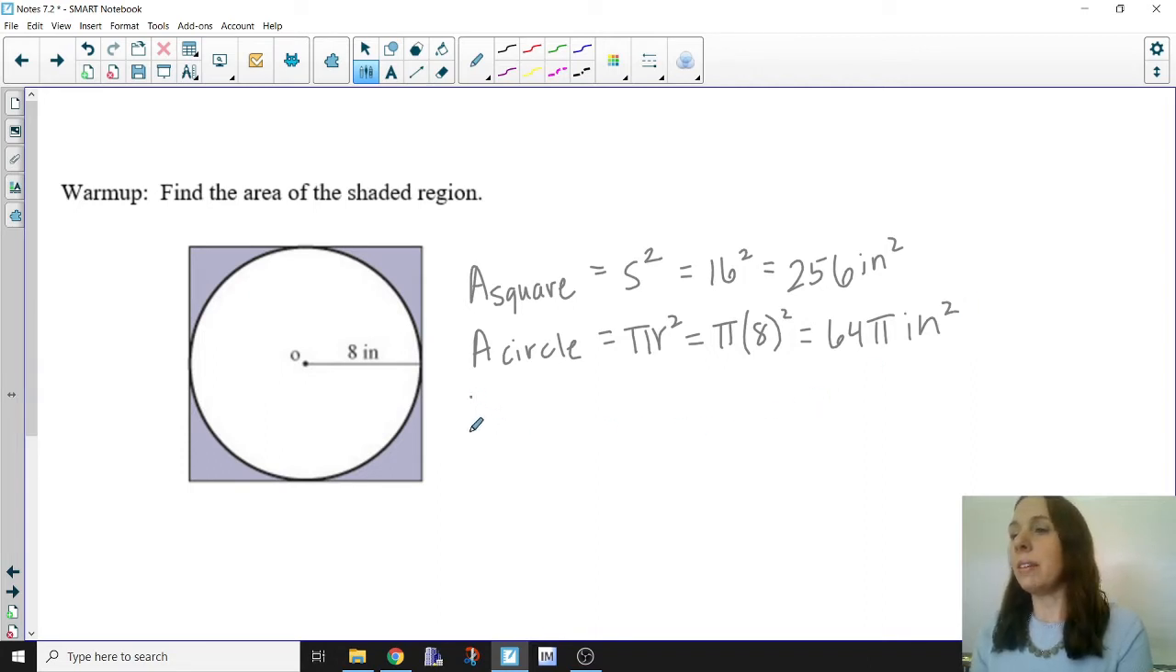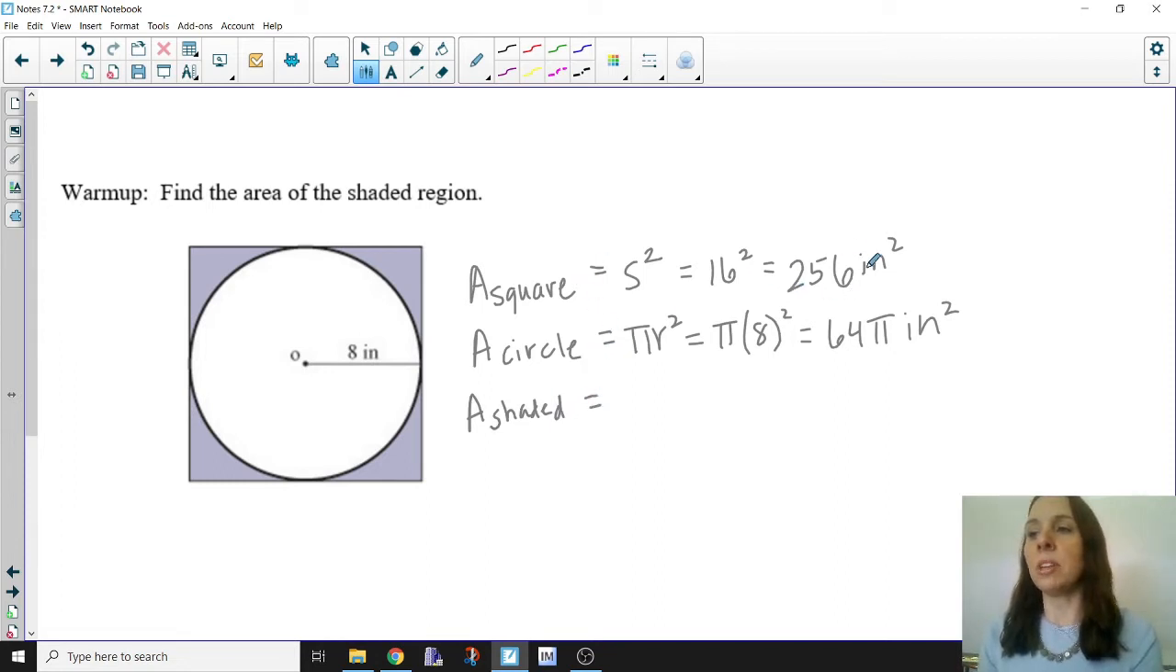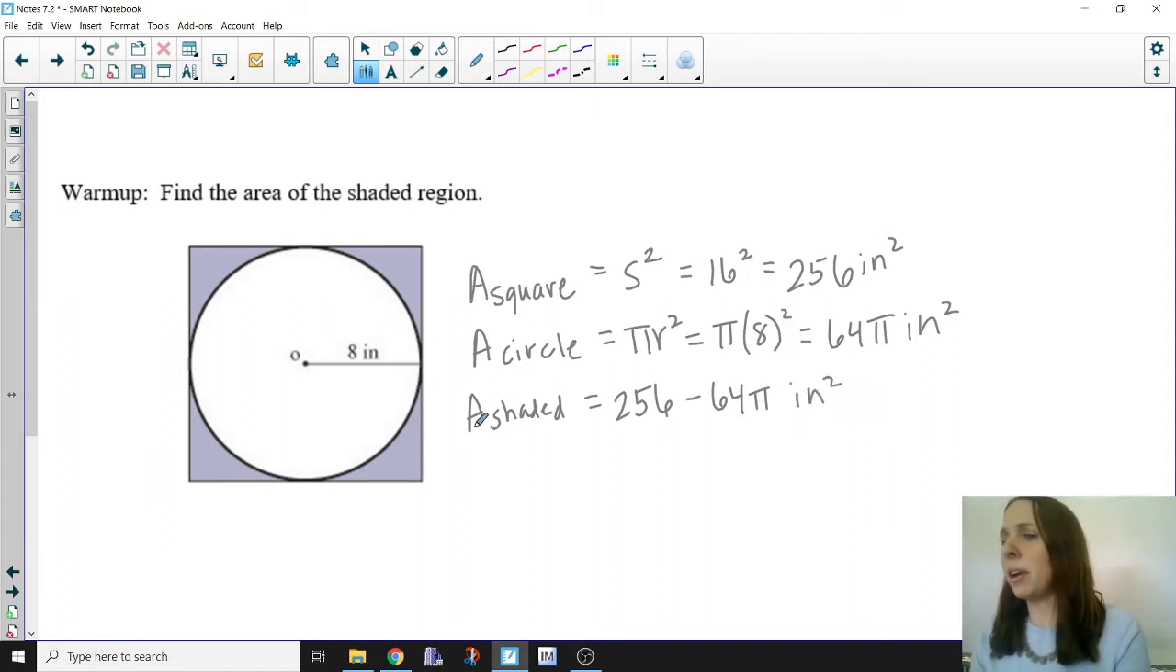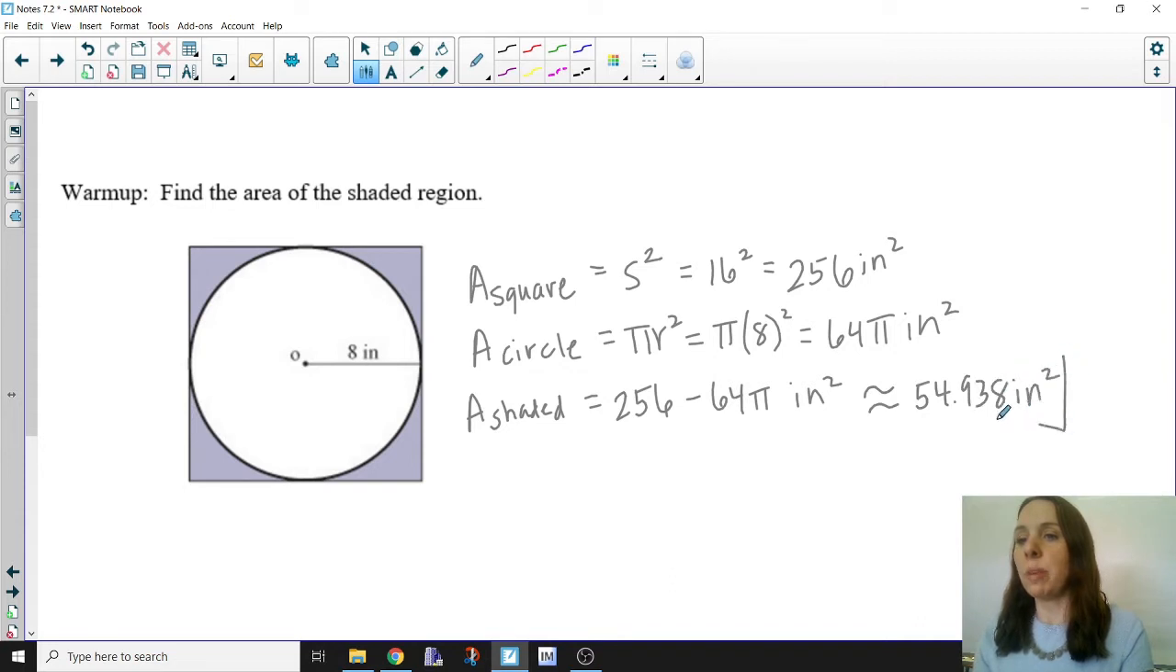And then the area of the shaded region would be what? Okay, why did we do both of these calculations? Because the area of the shaded region is the area of the square minus the area of the circle, right? You take out this area from the total area of the square to get the area of the shaded region. And we're just going to write that as 256 minus 64 pi square inches, or I do have an approximation. That is approximately 54.938 square inches. Not so bad, right?